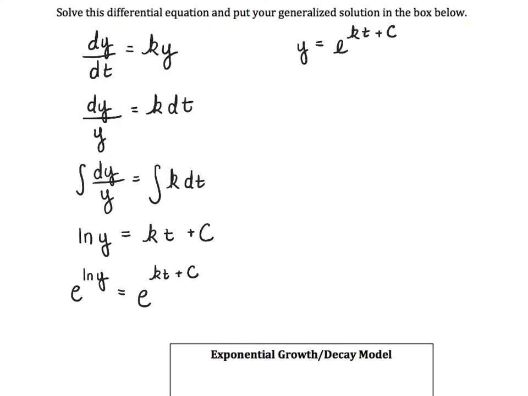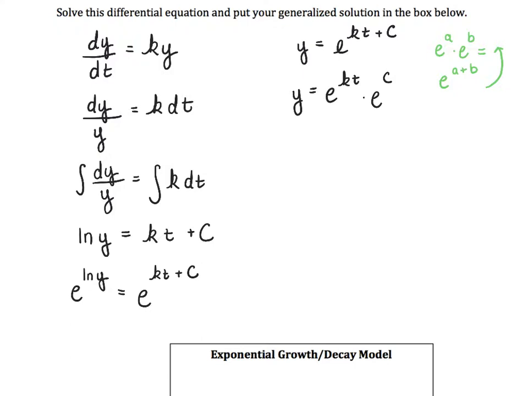For example, e to the a times e to the b is going to be e to the a plus b. So we're just going to work that in reverse. We're going to take the sum of the exponents and translate that into multiplication of like bases. So we're just going to say that y equals e to the kt times e to the c. And again, if that seems a little weird to you, just go ahead and verify, yeah, exponent rules, this works. I can totally do this.